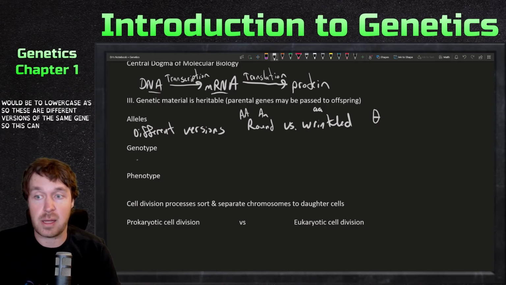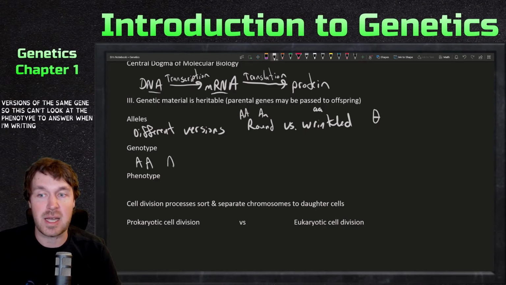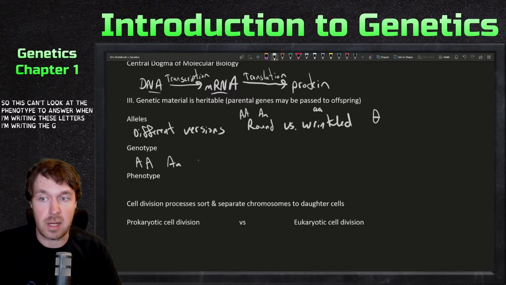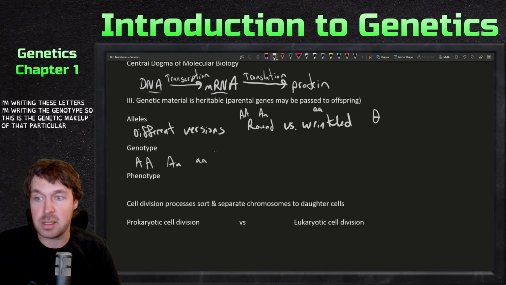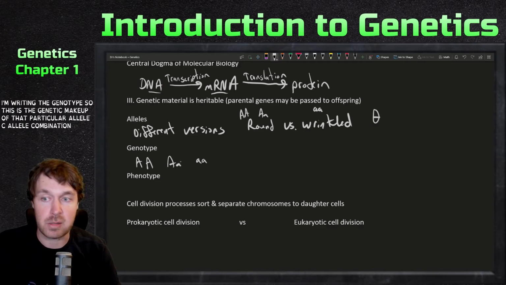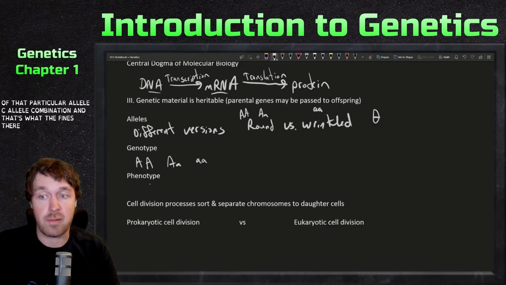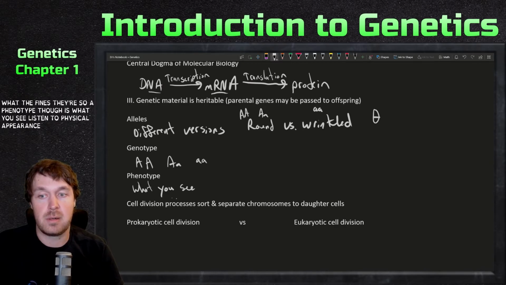So this can look at then phenotype. So when I'm writing these letters, I'm writing the genotype. So this is the genetic makeup of that particular allele. It's the allele combination, and that's what defines it. So a phenotype though is what you see. So this is the physical appearance of the gene.